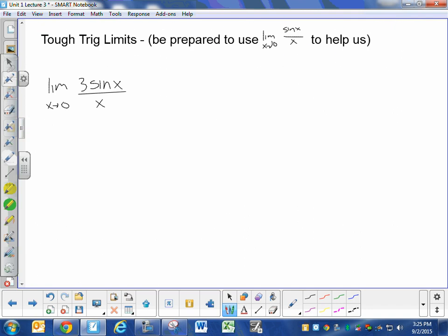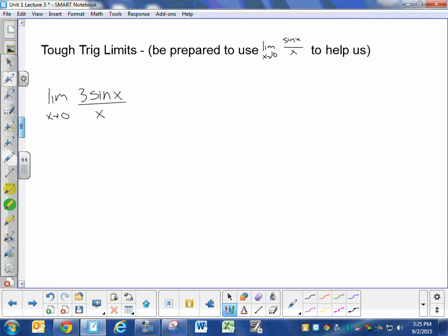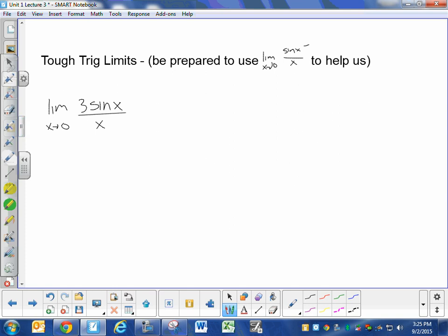Okay. Tough trig limits. We need to be prepared to use the one that we've committed to memory to help us. Be prepared to use the limit as x approaches 0 of sine x over x, which is equal to 1. Because we'd be able to figure out this limit. What do we think the limit as x approaches 0 of 3 sine x over x is? Somebody raise a hand and guess. Mr. Kavanaugh. 3 is correct.